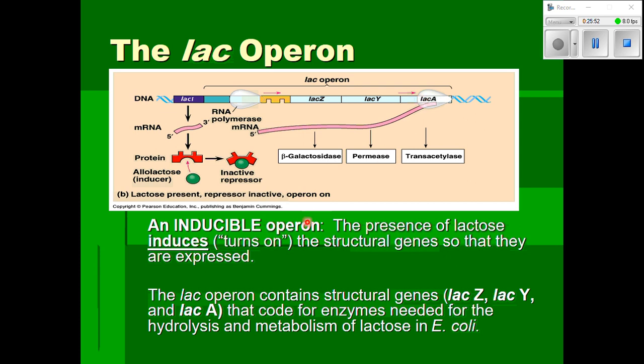Now, the lac operon is very similar to the trp operon in the sense that it's got a promoter, it's got an operator, and then it's got the structural genes. Now, there's only three structural genes, whereas the trp operon had five. But the biggest difference between these two operons is that the lac operon is inducible. That means the presence of lactose, which is shown by this little green circle, does not repress these genes, it induces them. When lactose is present, it's not going to switch the genes off, it's going to switch them on. Okay, so let's see if we can understand why that is.